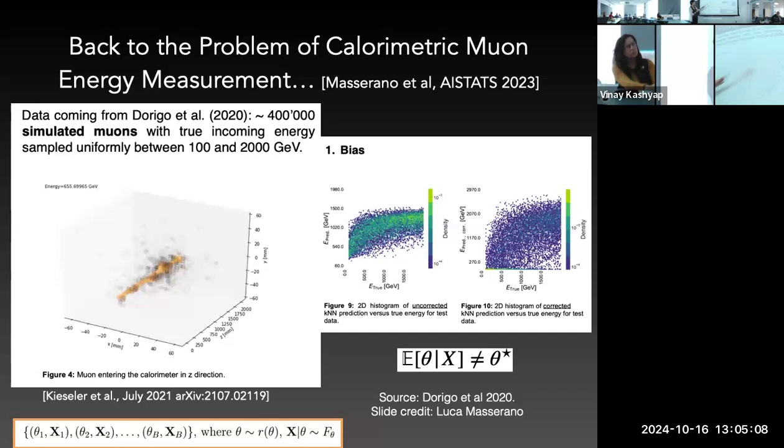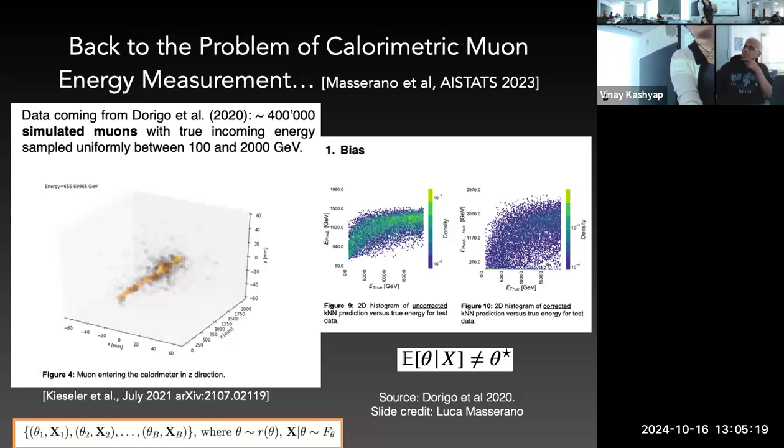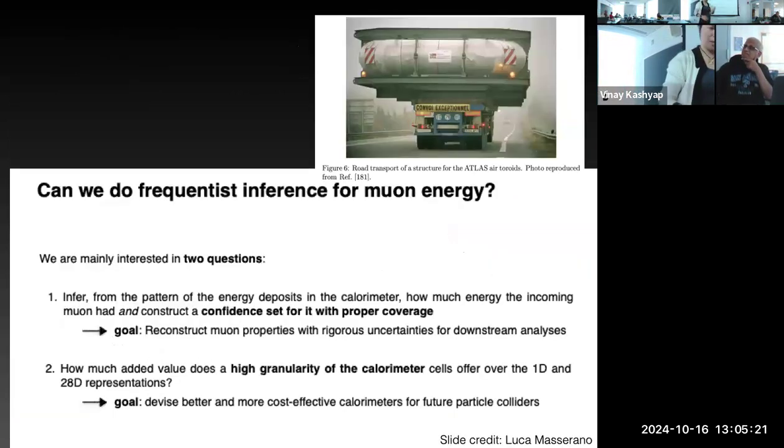So you have one, I want the momentum of the muon. I have these energy deposits, 50,000 cells. What should I do? Can I get confidence sets? So the two questions. One is, well, we work with particle physicists and their frequentist surveys, they actually want frequentist confidence sets.